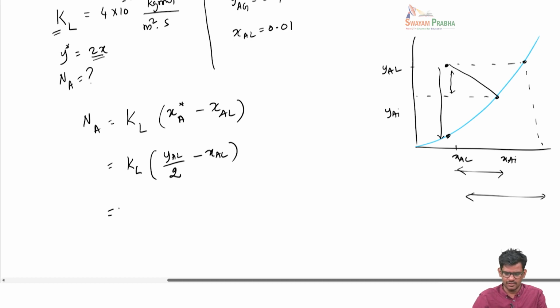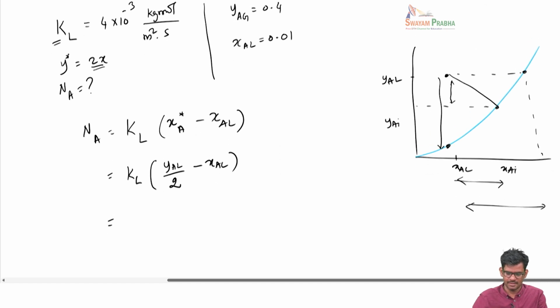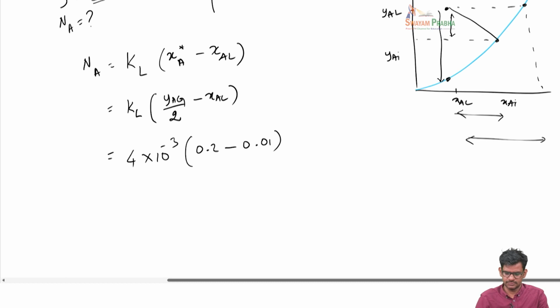Now all things are given here. It's a very straightforward problem actually. Maybe I overanalyzed, which happens all the time. So YAL, actually it's not YAL, it's actually YAG. So it's 0.2 minus 0.01. So this should give you something like 7.6 into 10 power minus 4 kilomole per meter square second. That's all.